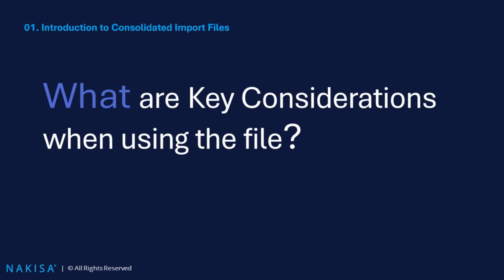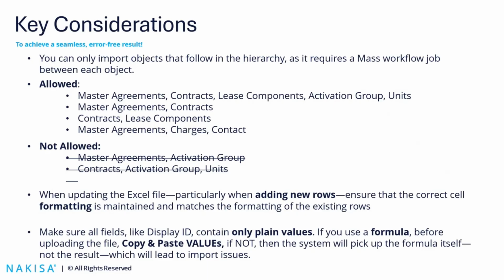There are several key considerations that you should keep in mind when using the file. I'll go through them in the next few slides. You can only import objects that flow in the hierarchy if you're selecting multiple objects, as it requires a mass workflow job between each object. For example, what is allowed is that you can multi-select master agreement, contract, lease component, AG, and unit because they flow through. You cannot select master agreement and activation group. You can see that the flow is missing between the master agreement and the activation group.